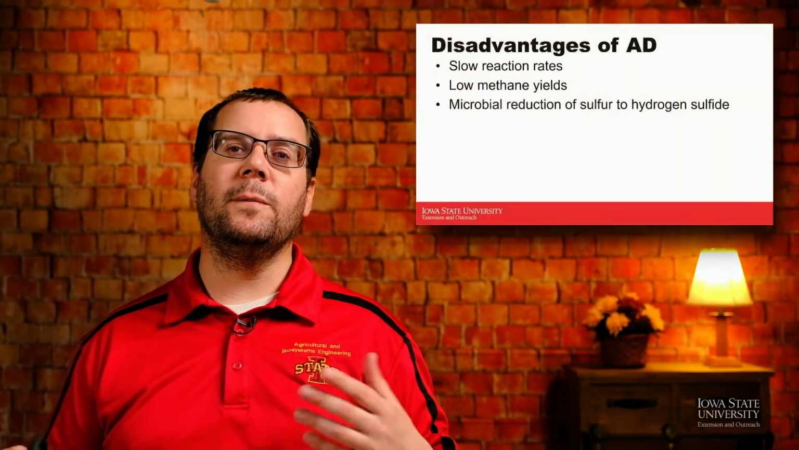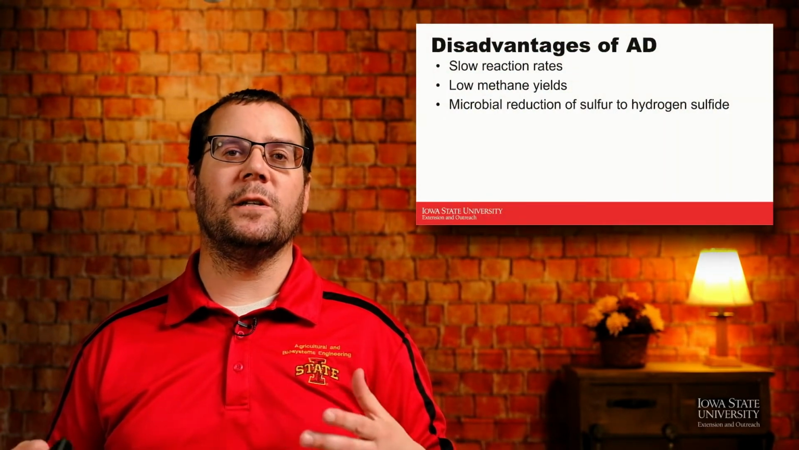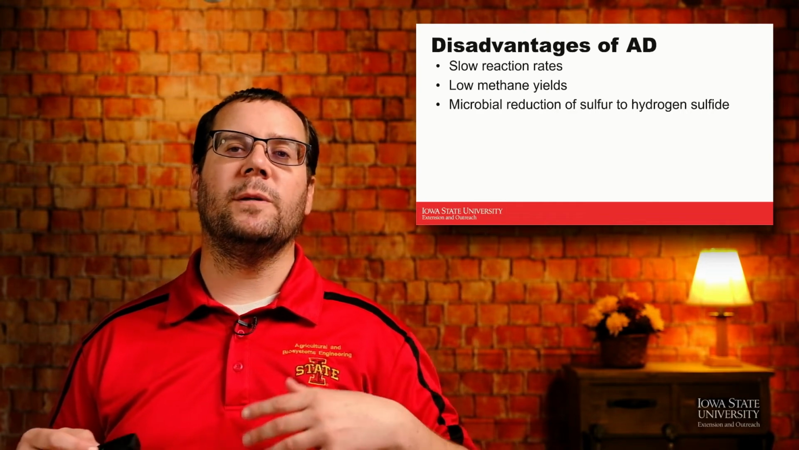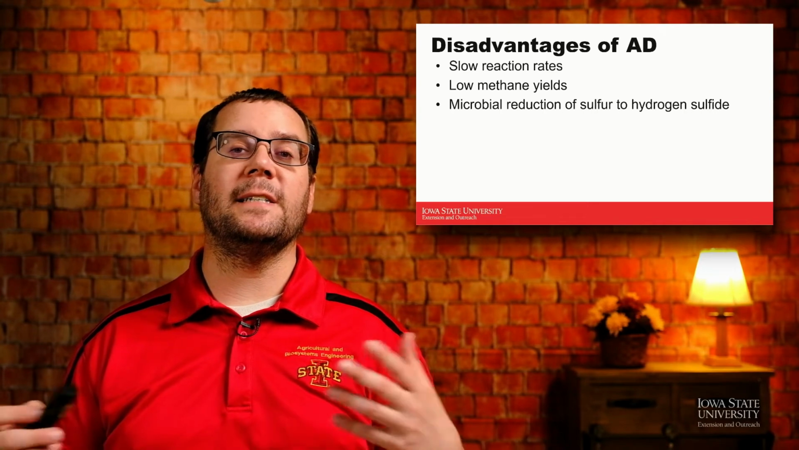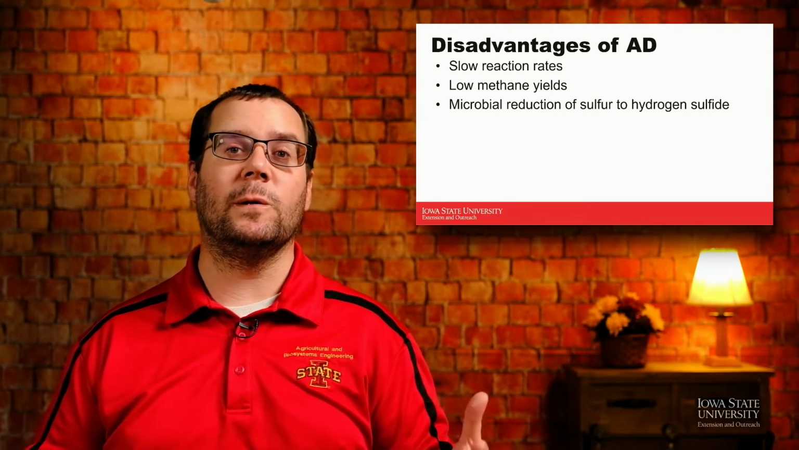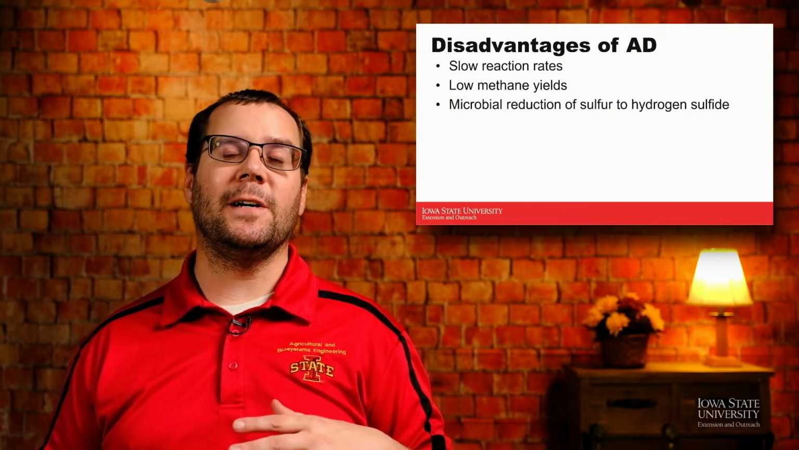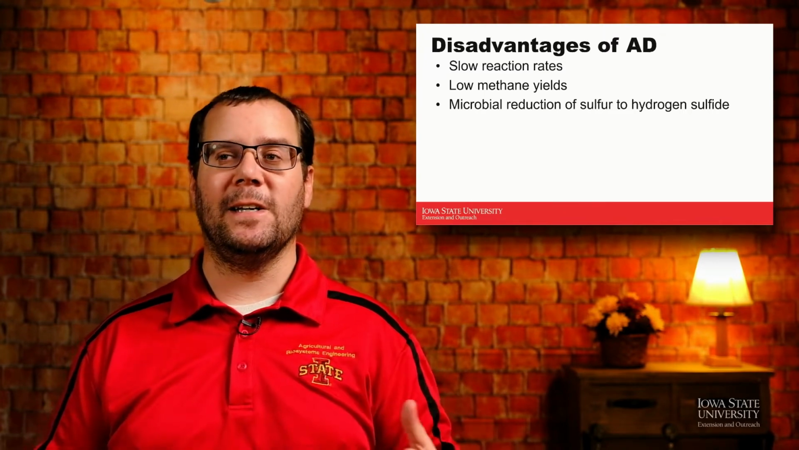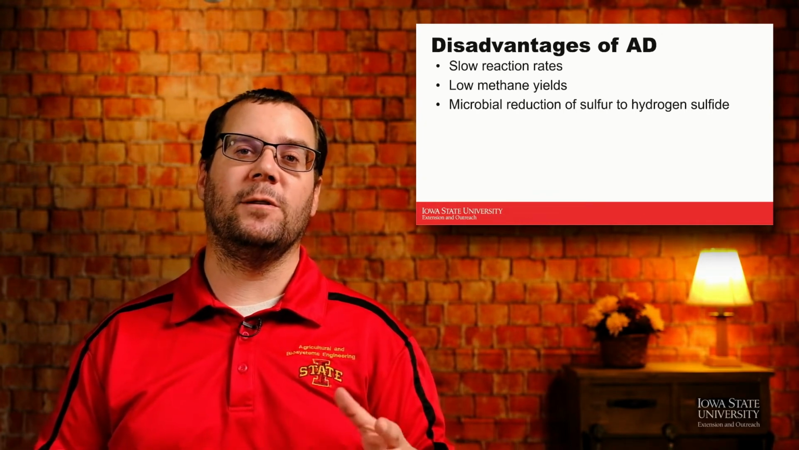Of course, it does have disadvantages as well, right? And the big ones to me are it has relatively slow reaction rates, and we'll talk about this in a little bit more detail. But oftentimes when we think about making ethanol from corn grain, we might be thinking about reaction times on the order of magnitude of hours, right? We might do a batch in 12 hours. With anaerobic digestion, we often talk about reaction times in terms of days. So I would think 20 to 60 day hydraulic retention times, solid retention times in my reactors.